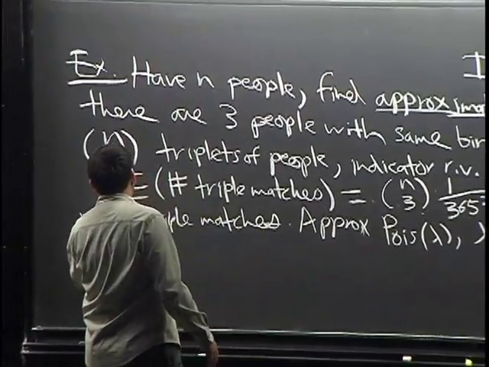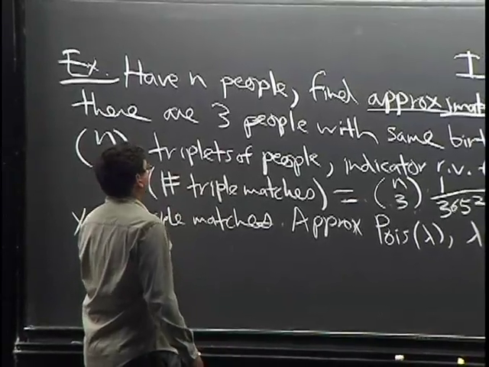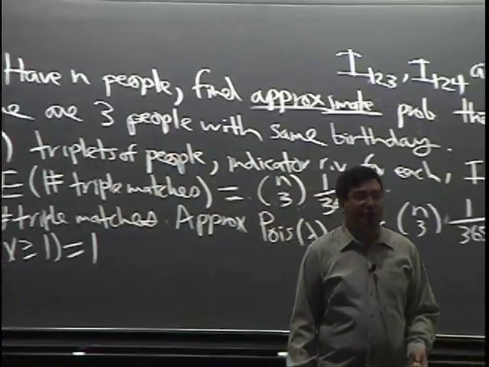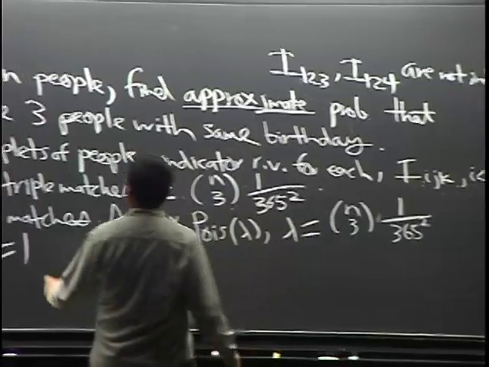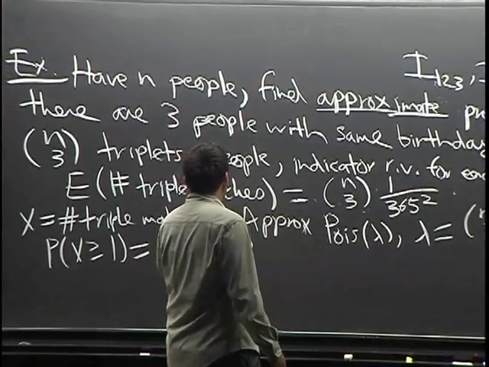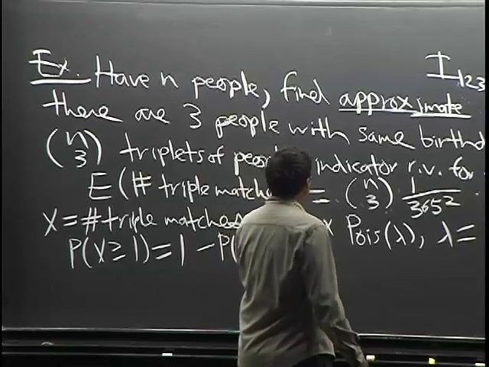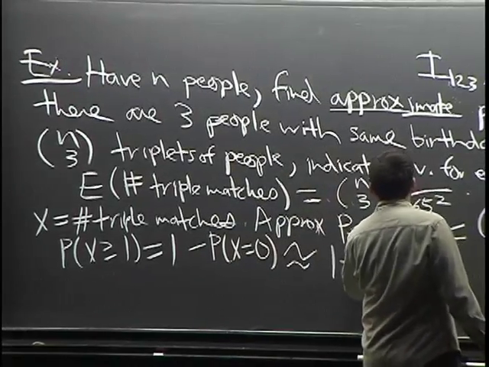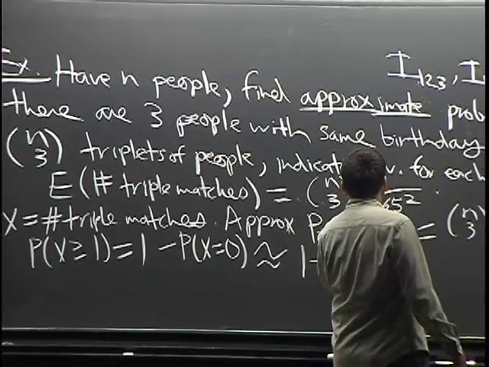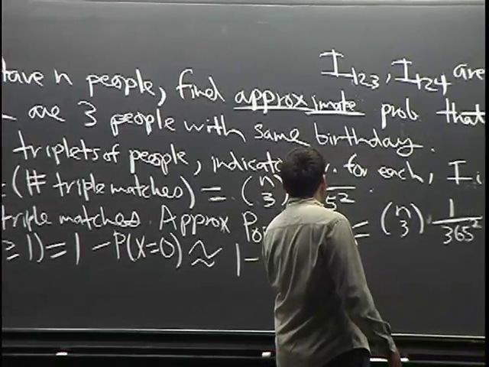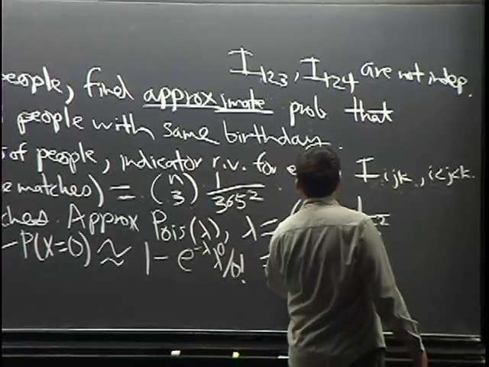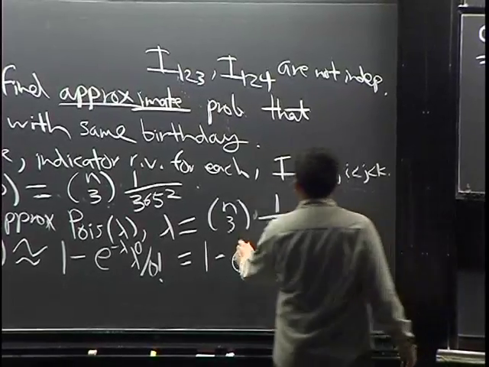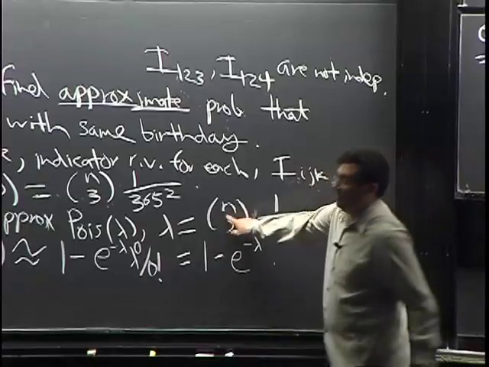And then to finish the calculation, we would just say, we want to know the probability of at least one triple match. And as is often the case, it's easier to do the complement, so that's 1 minus the probability that X equals 0. And as an approximation, that's going to be 1 minus e to the minus lambda times lambda to the 0 over 0 factorial, which of course is just 1 minus e to the minus lambda. So that's 1 minus e to the minus lambda, where lambda is this.